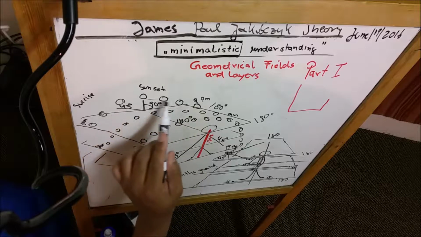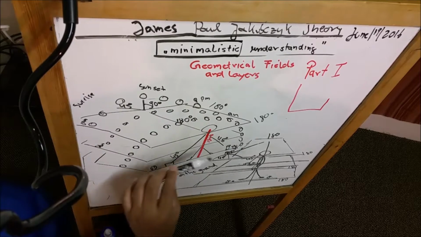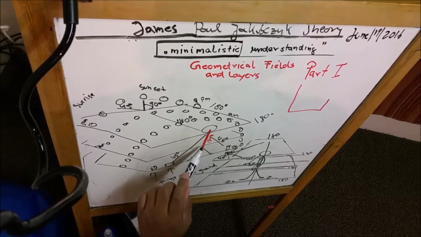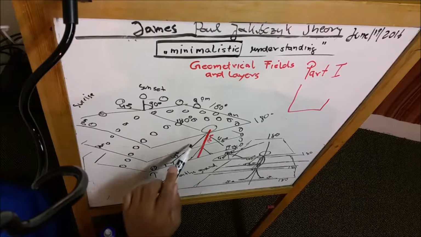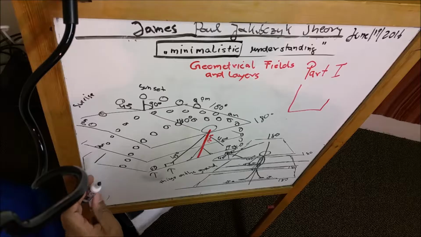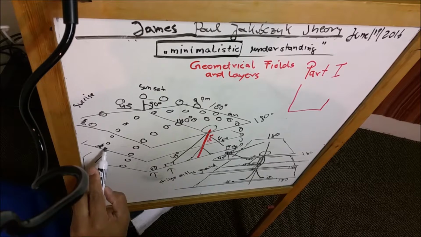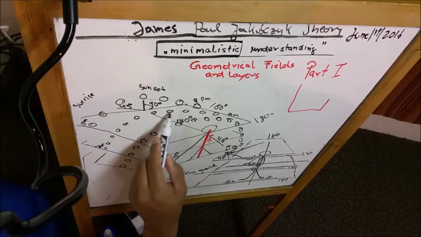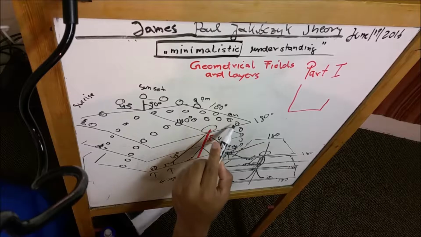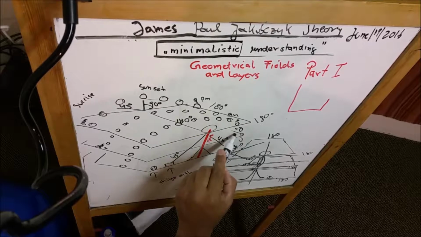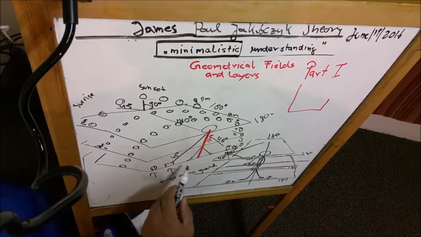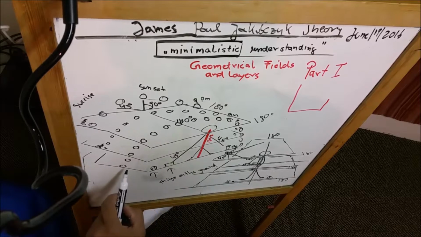And here the sunset, right? So each layer has a different perception of seeing things. So if we look from the head layer, which is from here, this is this geometrical field layer. When we look at it from this perspective, the sunrise starts from here. It looks far away.